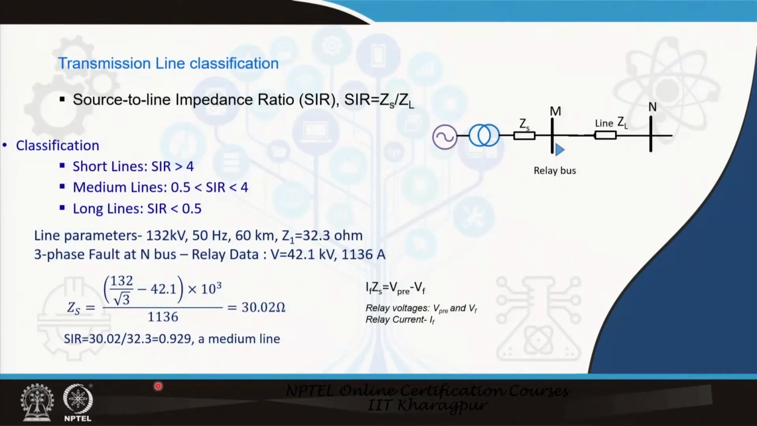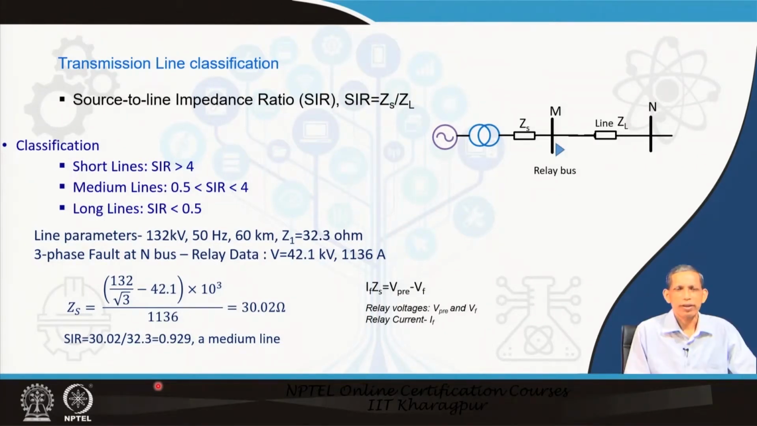Now, before going to the details on distance relaying, we will classify different transmission lines in terms of protection. We have learned in basics of power system how transmission lines can be categorized, but in protection we have a different philosophy. Let us consider a system like this, and we are concerned with the protection of the MN line section.